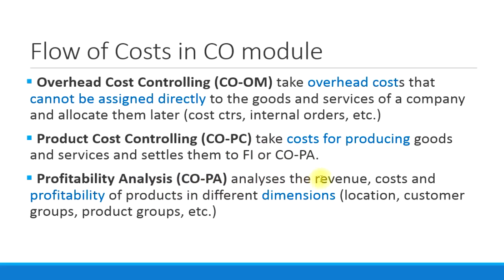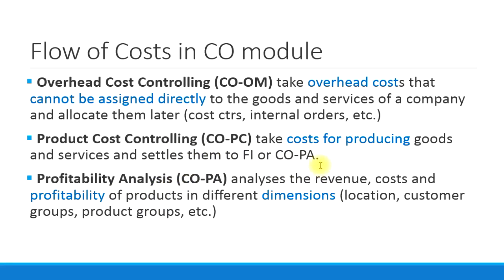It analyzes the revenue, costs and profitability of the products. The keyword is profitability in different dimensions. So you take the cost from these products, product A, product B, product C, and you allocate it to the profitability analysis side, because for each of those products we need to see at what customer location, at what type of product group, in what type of area, how much profit we made.